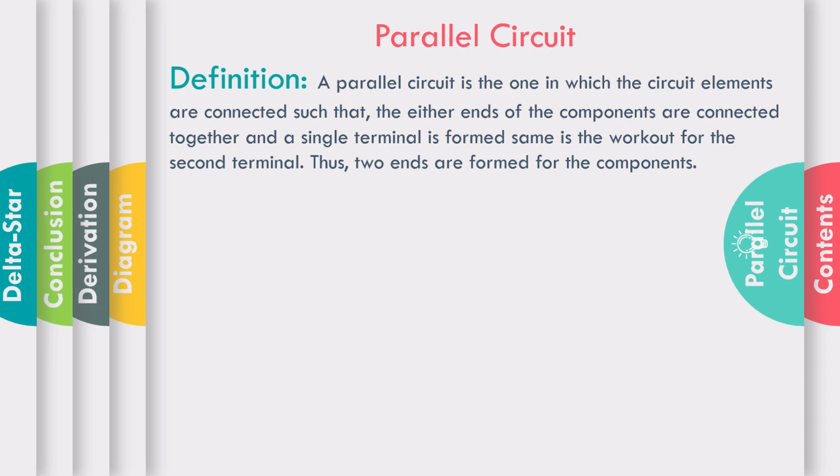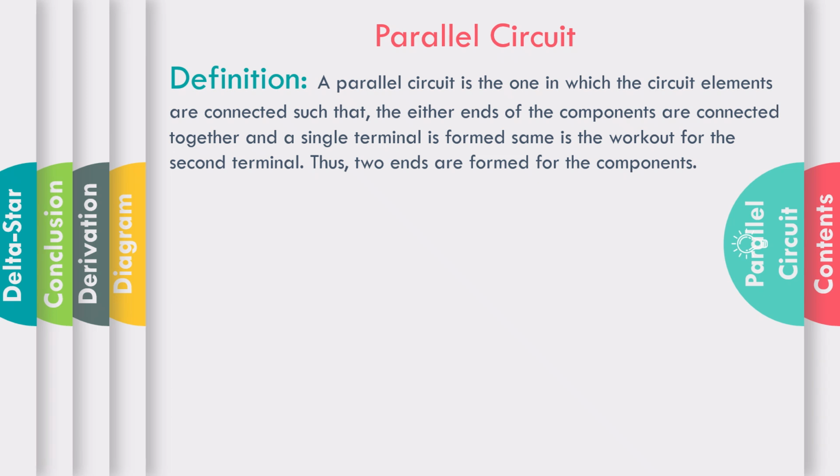First, we will see the definition of the parallel circuit. A parallel circuit is one in which the circuit elements are connected such that either ends of the components are connected together and a single terminal is formed. The same is done for the second terminal, and thus two ends are formed, and these two ends are connected to the power supply. We will get the parallel circuit.